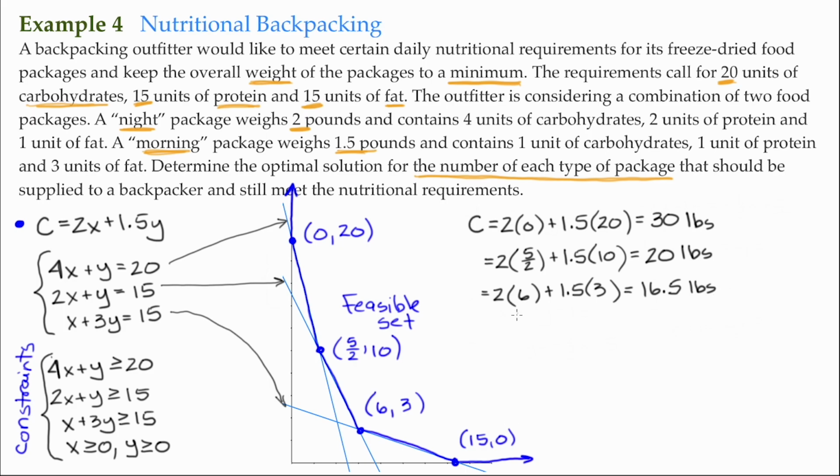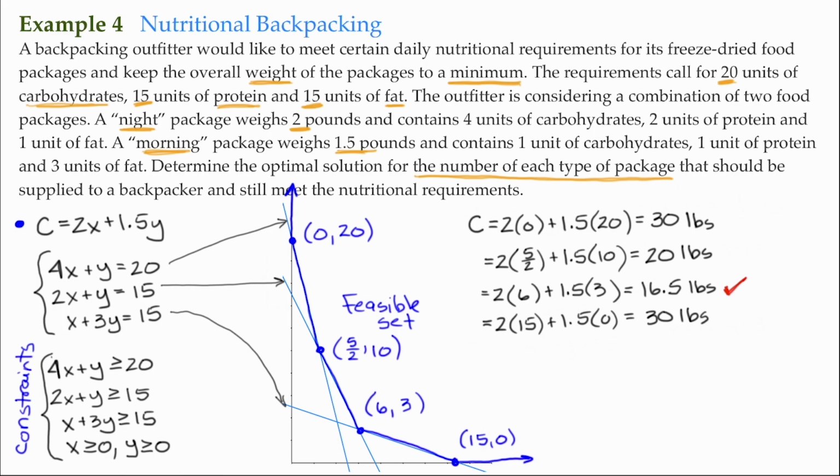And then finally we have 2 times 15 for this last coordinate, plus 1.5 times 0, and that's 30 pounds. So since we're looking to minimize, the smallest value here is right here, 16.5 pounds.